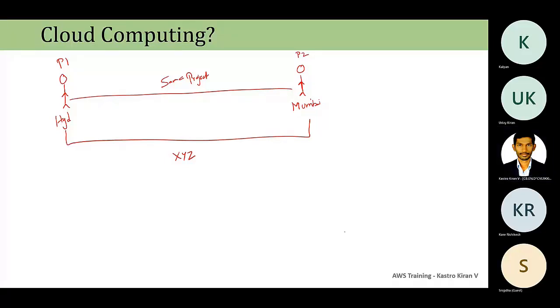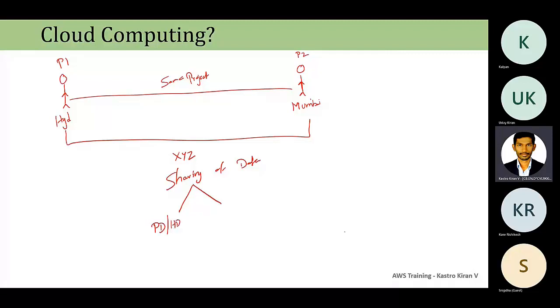Suppose person 1 has some important file related to the project, and it has to be shared with person 2 who is in Mumbai. The possible ways of sharing the data are logically two. The first case is you can share the data using pen drives or a hard disk. The second case is you can share the data using email, or also Google Drive.